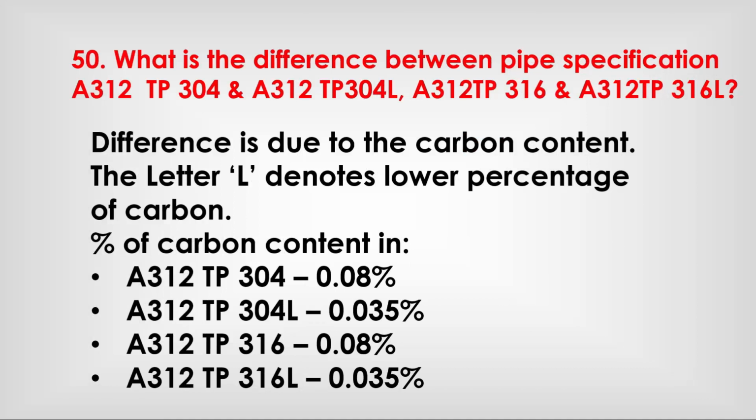What is the difference between pipe specification A312 TP304, A312 TP304L, A312 TP316 and A312 TP316L? The difference is due to the carbon content. The letter L denotes lower percentage of carbon. Percentage of carbon content is below.